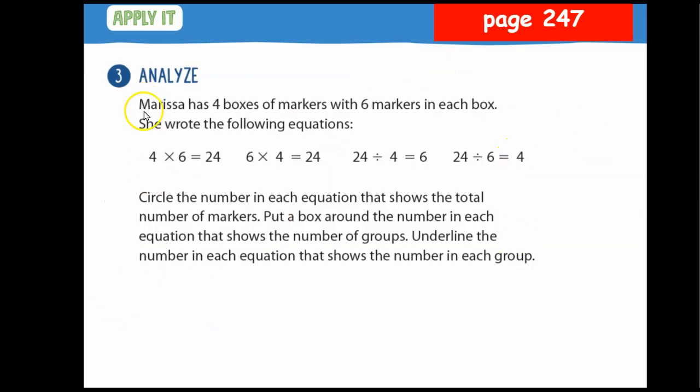So let's analyze this problem. It says Marissa has 4 boxes of markers with 6 markers in each box. She wrote the following equations. All right, let's see. 4 times 6 is 24. 6 times 4 is 24. 24 divided by 4 equals 6, and 24 divided by 6 equals 4. It says circle the number in each equation that shows the total number of markers. How many markers does she have altogether? 24. So I'm circling all the 24s. That's the total number of markers that she has.